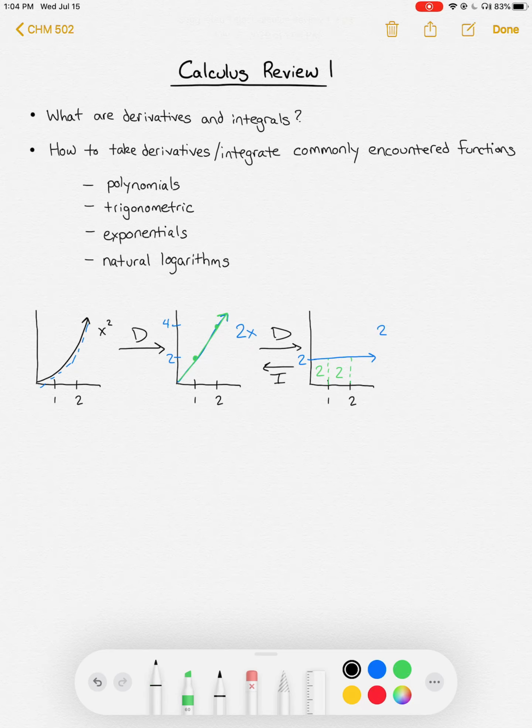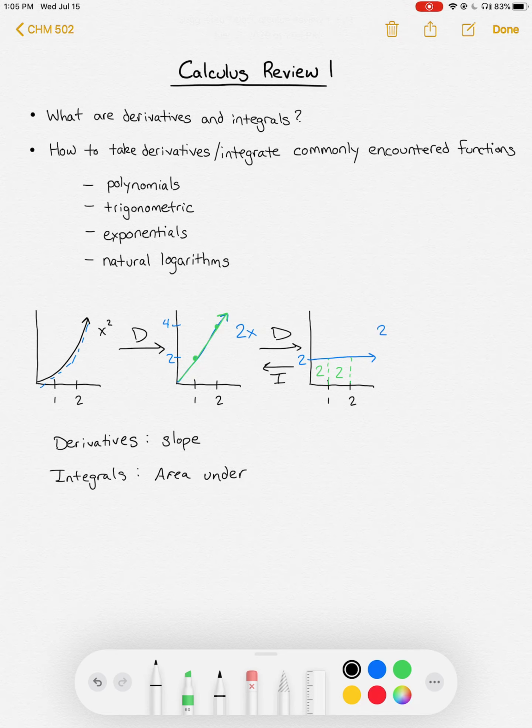So just as a recap, derivatives can be thought of as taking the slope at every single point, and integrals are finding the area under the curve. And these are kind of opposite each other.